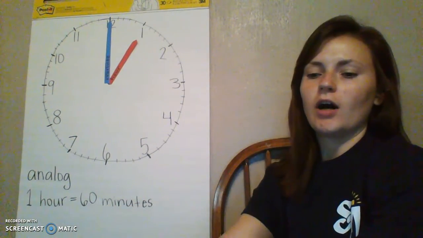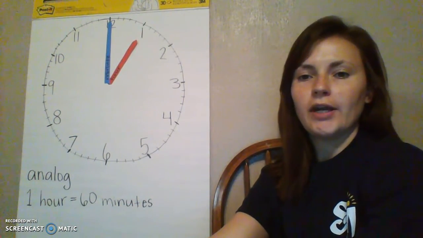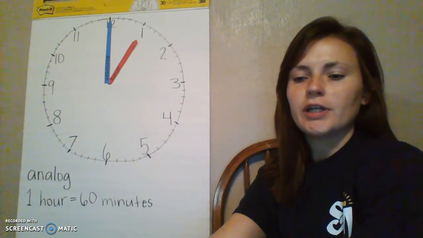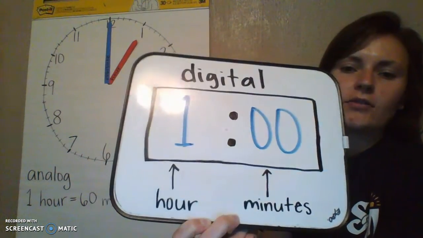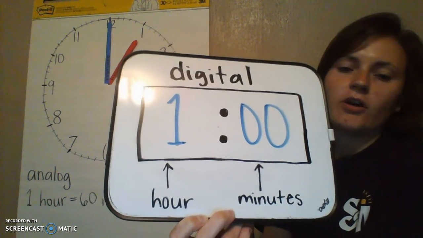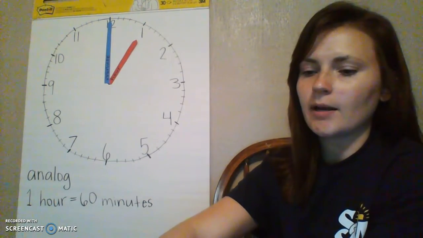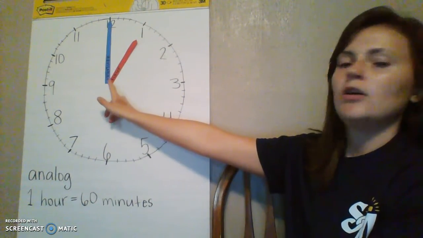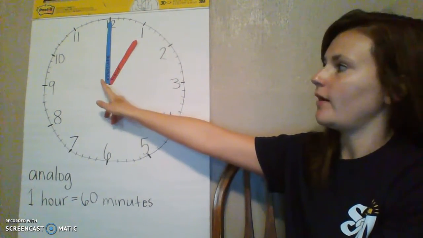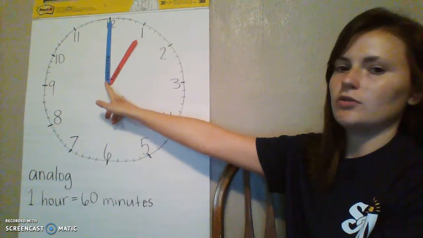Okay, and there's another clock that you might see on a phone screen, a computer screen, in your cars, and it looks something like this, or you might have an alarm clock. Those are called digital clocks. So we have two different ways to tell time. Okay, and then we have the hour hand, which is short. And we have the minute hand, which is longer.